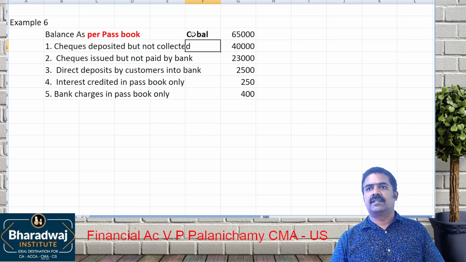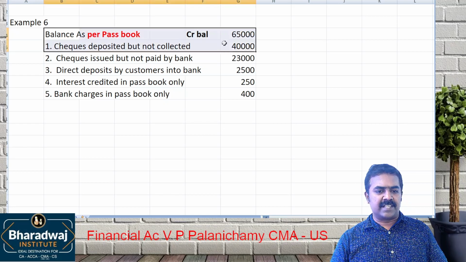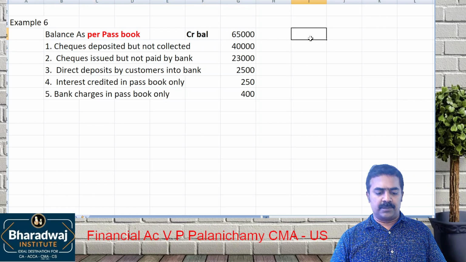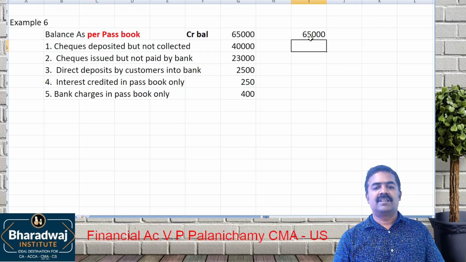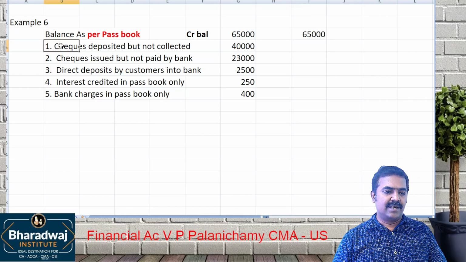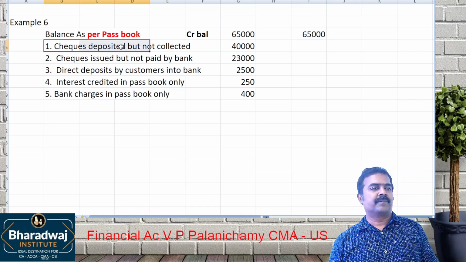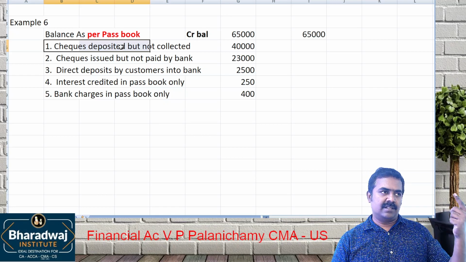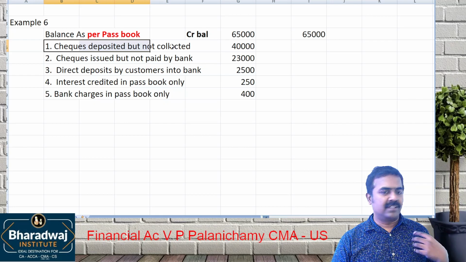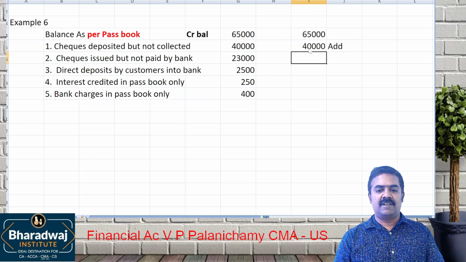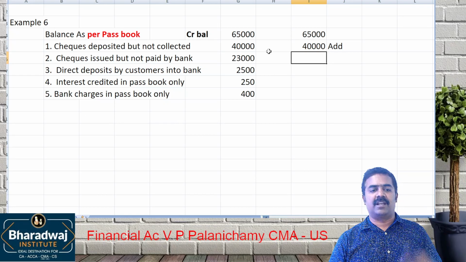Decide and see. Balance as per passbook. Credit balance how much? 65,000. Who are we now? Banker. According to whom would we adjust? Customer. Checks deposited. While depositing the check, what would the customer have done? He would have added. Have we added? So added. According to the customer we would adjust. We are banker, we are just playing the banker role.